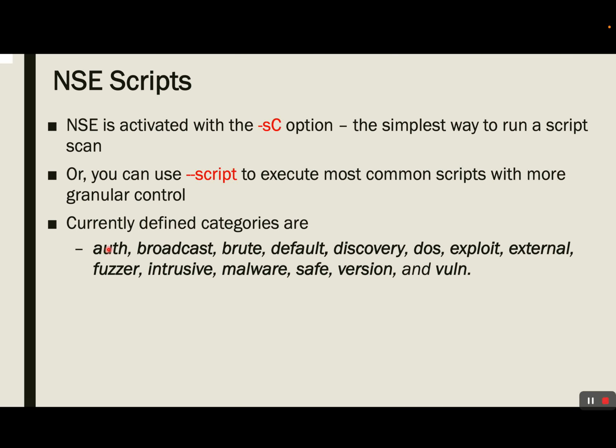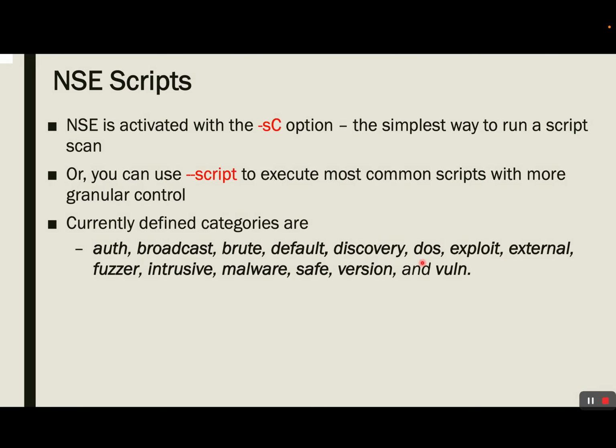The first one, authentication, tests authentication mechanisms on different network devices. The second one, broadcast, sends queries to the network and gets responses from multiple hosts. Brute is for performing brute force attacks against services or protocols. The default one covers those scripts that are run by default when Nmap is run, like using dash dash script equals default. Discovery is for discovering hosts and services on your network.